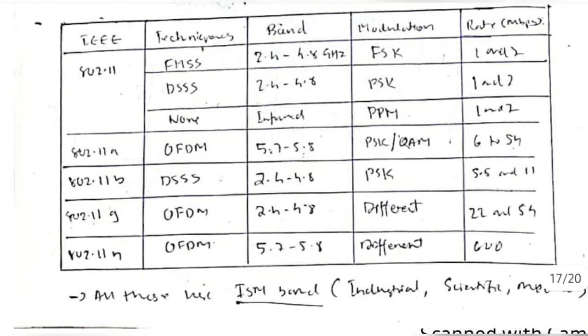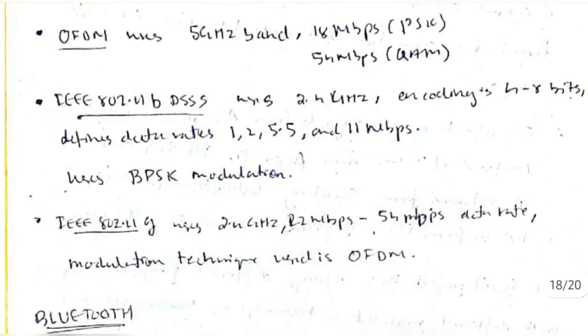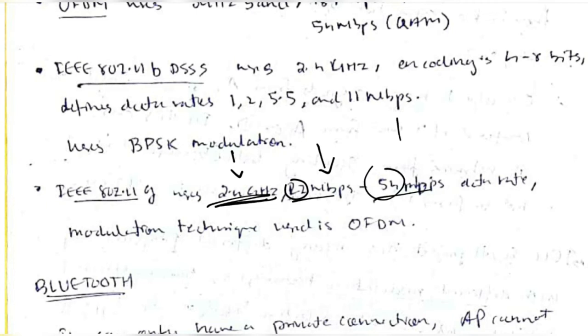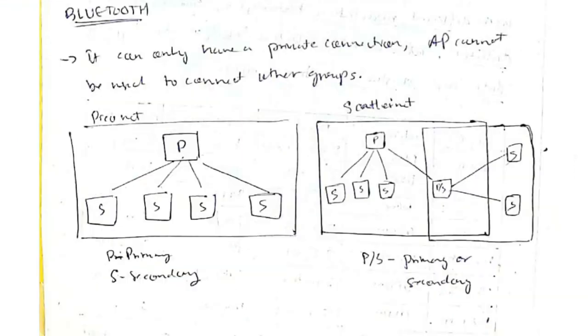And the last one is OFDM, where we'll have 2.4 gigahertz only, but the data rate is very high, which is 54. So this is used for transferring very important data, and it's very high and it's very costly also. The baud rate is 2.4 and the data rate is 22 to 54 MB per second. And the modulation technique used is OFDM.